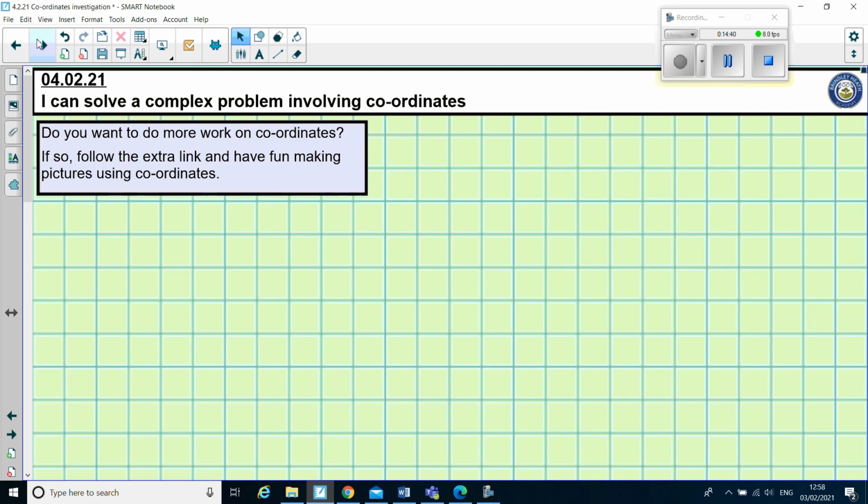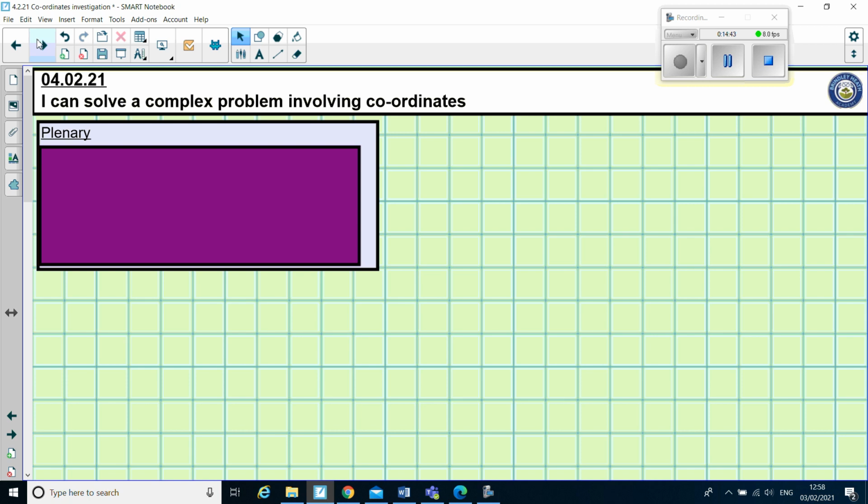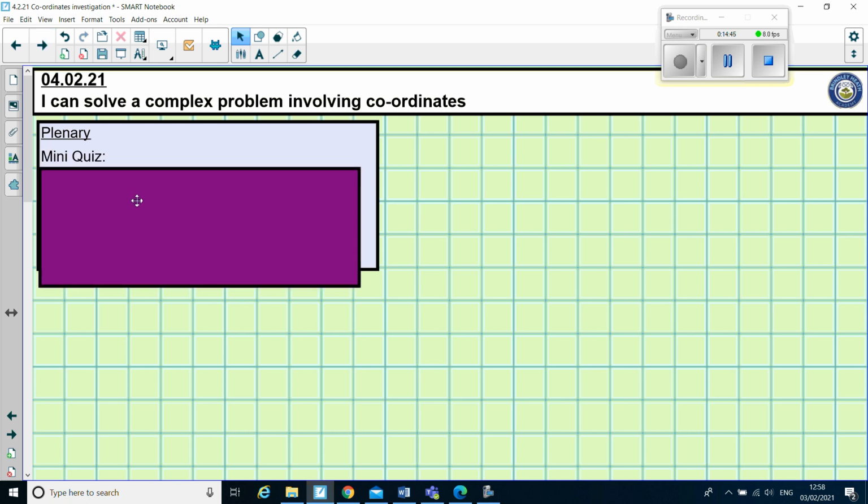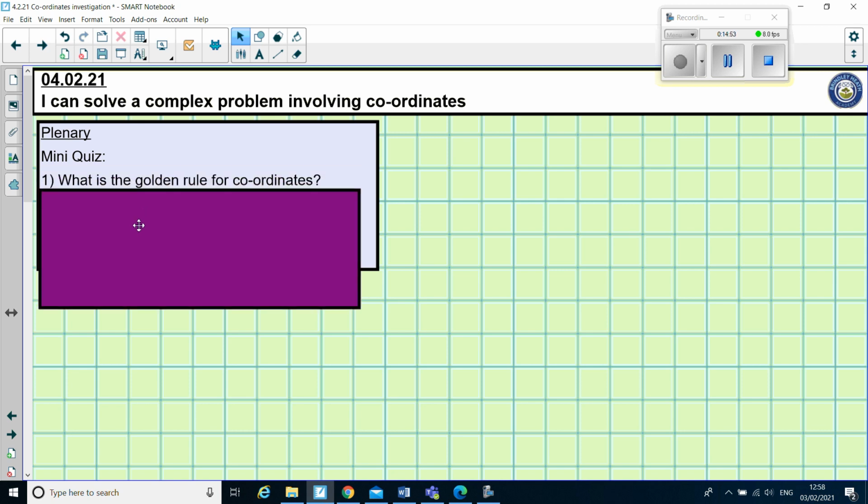Okay, final part of our lesson then, the plenary. And for our plenary today, we've got a little mini quiz. Okay, so make sure you've got your pen and paper handy, or your pencil and paper handy, and I've got 4 questions for you. Question 1. What is the golden rule of coordinates? Okay, pause the video, write it down.